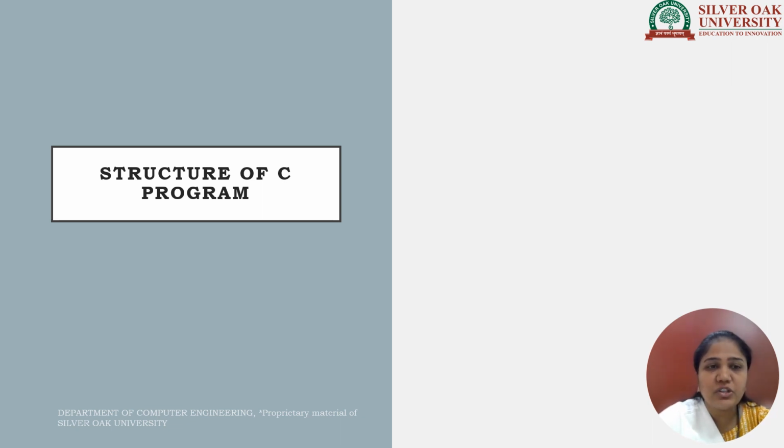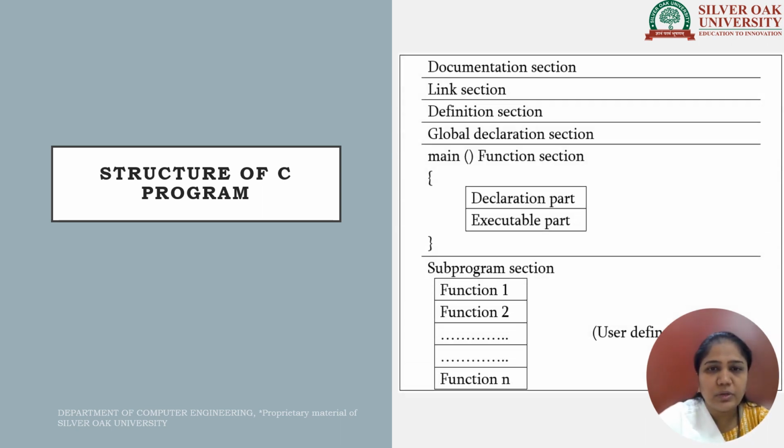Now, what is the structure of a C program? Why? Because one of the slides we saw previously said that it's a structured and procedural language. So we must follow the structure, and for that, we must know what that structure is, what kind of parts we need to write at the time of writing a program. So let us see the structure of a C program.